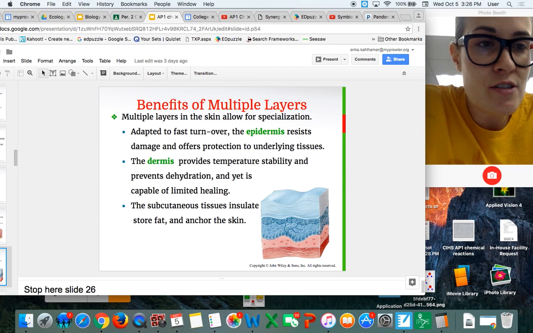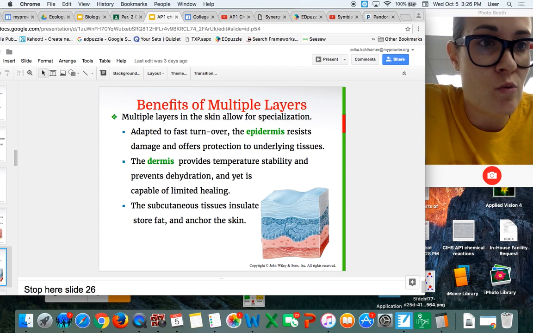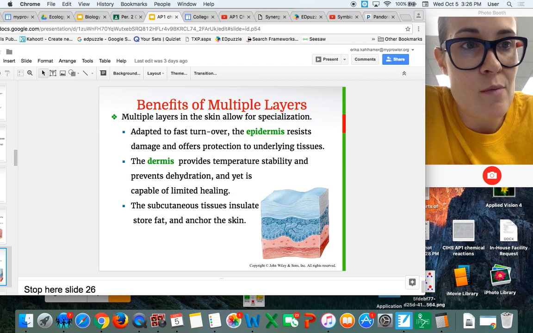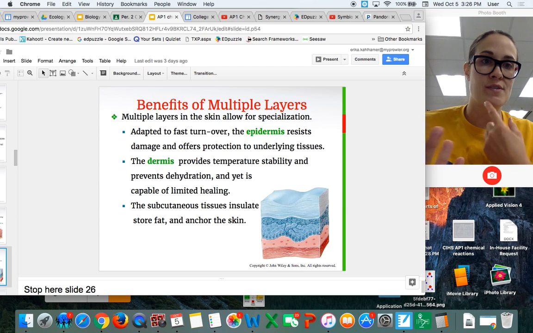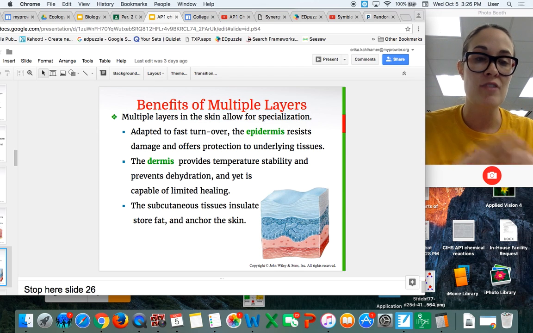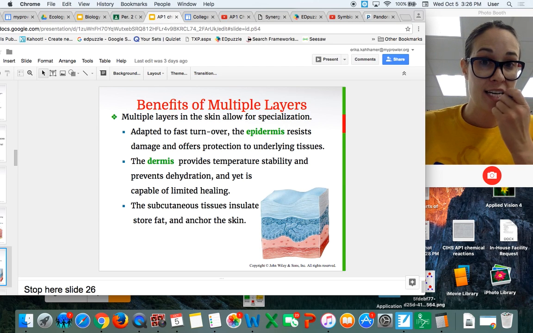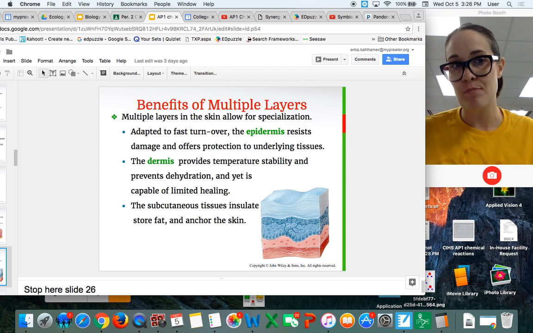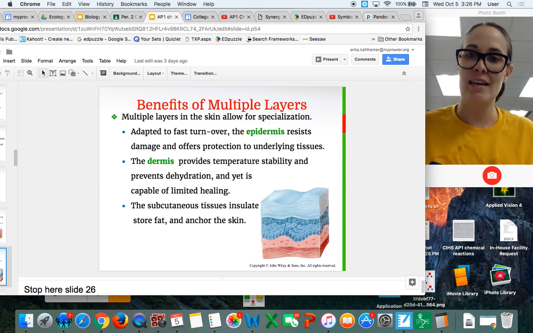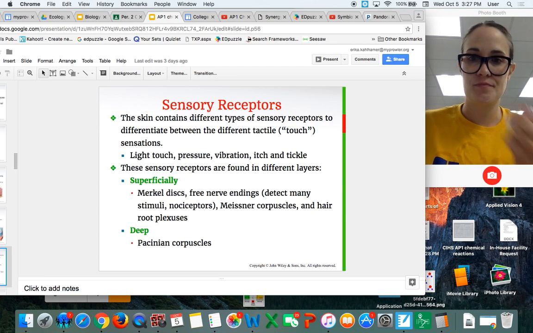The reason your skin has multiple layers is that the benefit of that allows skin to specialize. The epidermis will resist damage because it has the keratin, many layers that slough off for protection. The dermis can give you temperature stability so your body doesn't fluctuate too easily, so you can maintain homeostasis, prevent dehydration, and with some healing involved. And then the subcutaneous layer with the adipose tissue in it is going to insulate your body, store fat, and anchor the skin to whatever is underneath it.